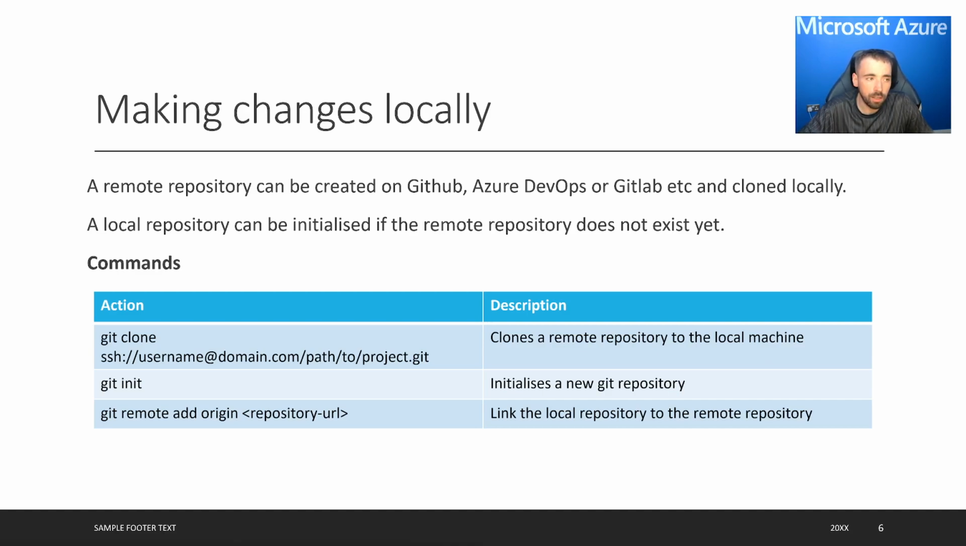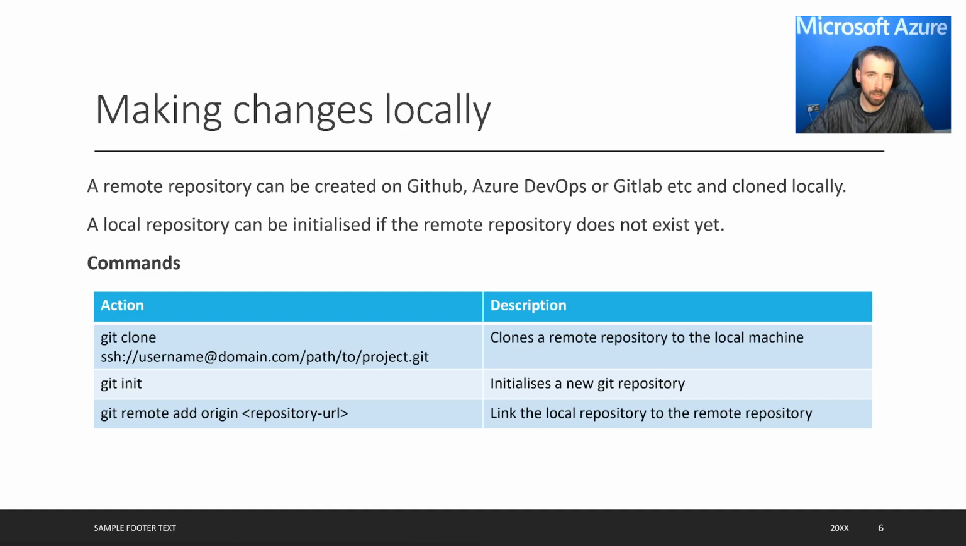I've got some example commands here. The first one is the git clone. Git is the command line tool that allows you to interact with Git on your local PC. And the git clone command, with authentication and the path to where your Git repository is held, which is typically going to be a URL, we can clone that repository and all of its branches and commit history and stuff like that down to our local PC.